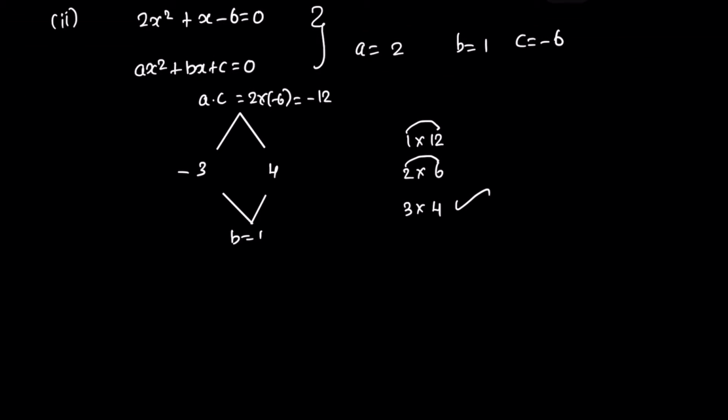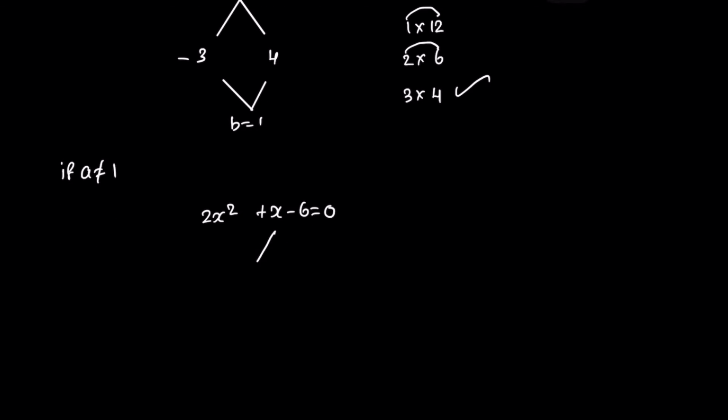In this question a is not equal to 1, so we move step by step. 2x square plus x minus 6 is the equation. Now this middle term is split into minus 3x and plus 4x. So 2x square minus 3x plus 4x minus 6 is equal to 0.